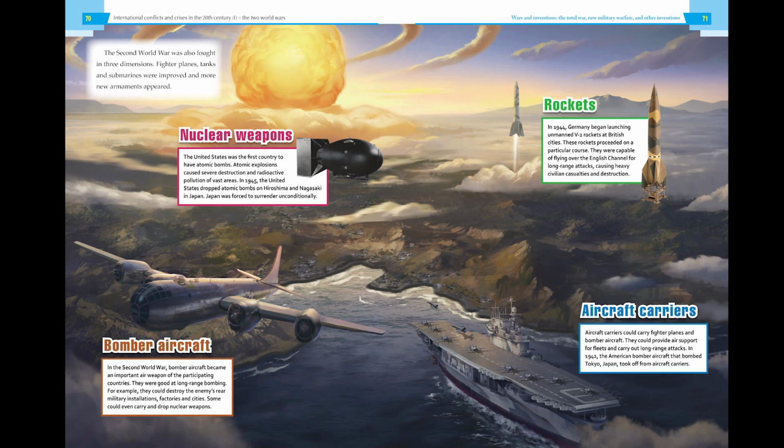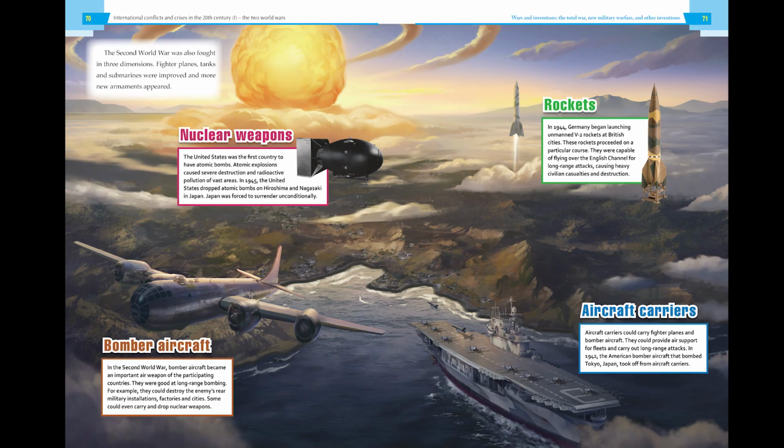Rockets. In 1944, Germany began launching unmanned V-2 rockets at British cities. These rockets proceeded on a particular course. They were capable of flying over the English Channel for long-range attacks, causing heavy civilian casualties and destruction.